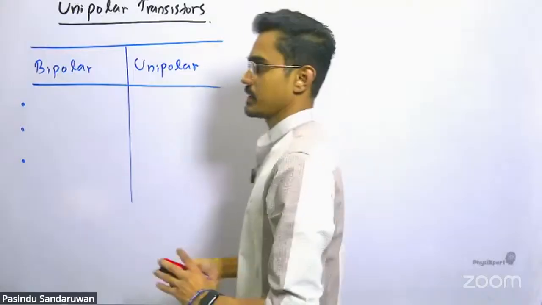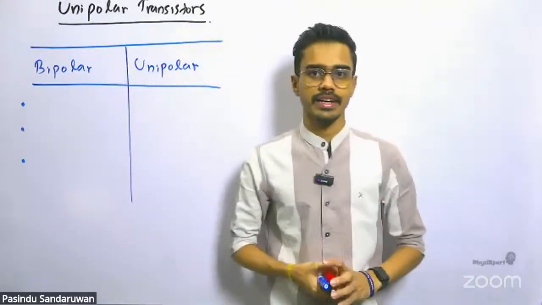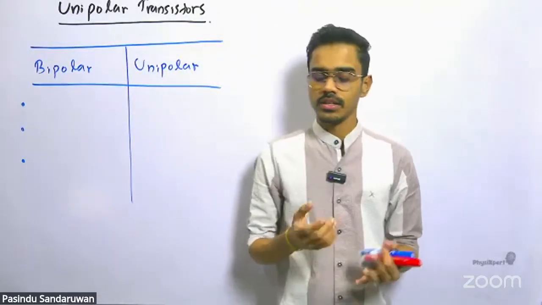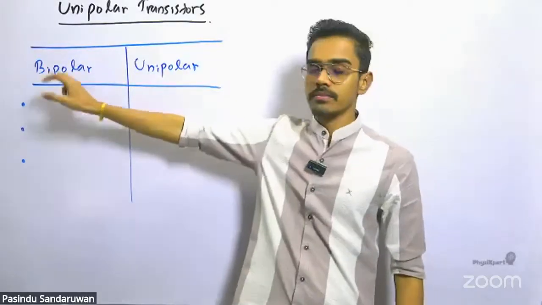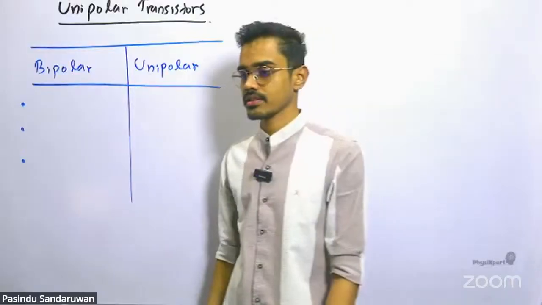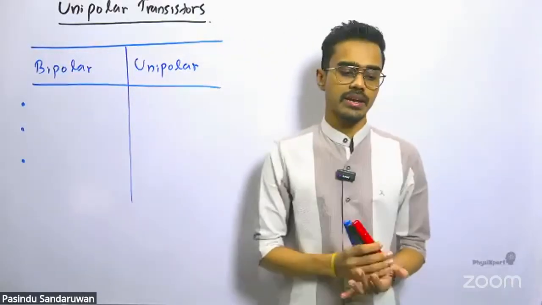Bipolar: write down the first point. Both electrons and holes.